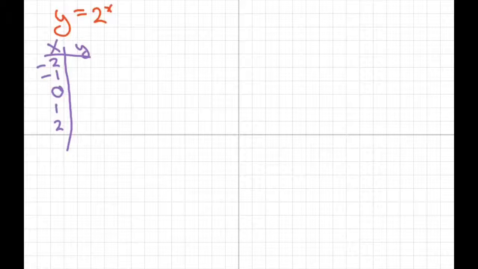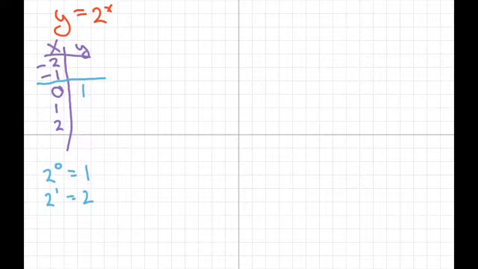Now, you have to know your exponent rules. I'm going to start with 2 to the 0. I'm going to do these two last. So 2 to the 0. Anything to the 0 power is 1. So that's just going to be 1. If it was 3 to the 0, it would be 1. 4 to the 0 is 1. Now when I plug in 1, 2 to the first power is just 2. And then 2 squared equals 4.